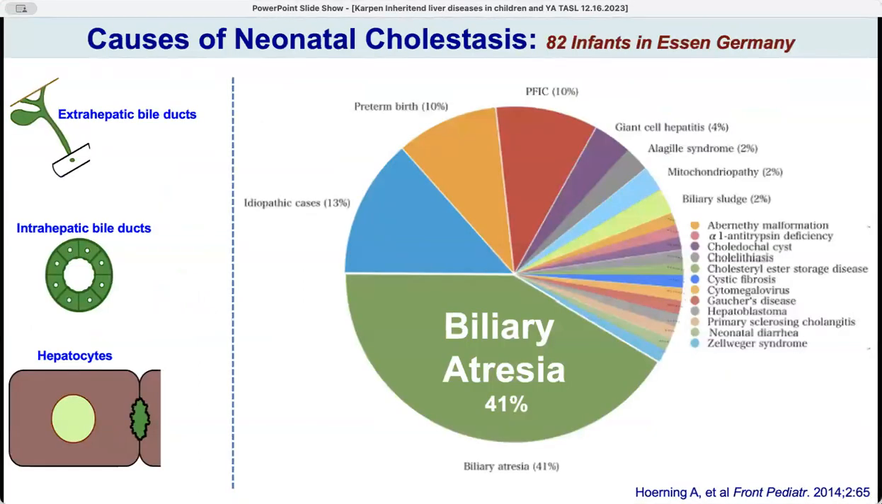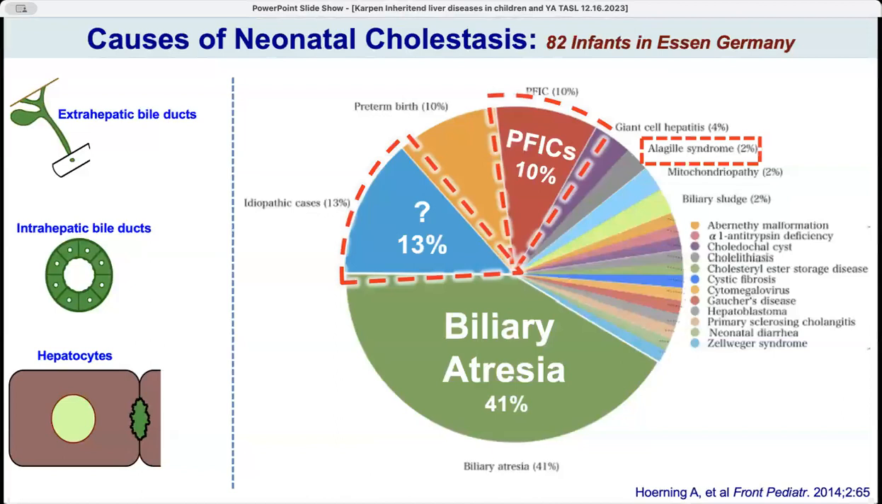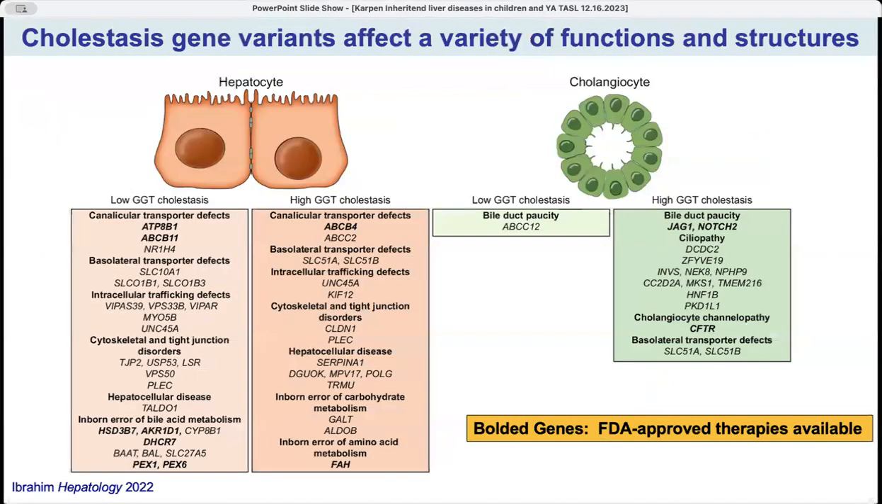Well, in Europe and in North America, I think this is a pretty decent pie chart of the causes of neonatal cholestasis. On the left-hand side of the slide, I just want you to bin these as extrahepatic, intrahepatic bile ducts, or related to the hepatocytes. And in general, we have about 40% of the time it's biliary atresia. But what I'm going to talk about in this one are the inherited forms or more obvious genetic contributions from the PFICs, the progressive familial intrahepatic cholestasis disorders, and also the idiopathic cases, which are becoming less and less in number over time as we do better with our genetic diagnoses.